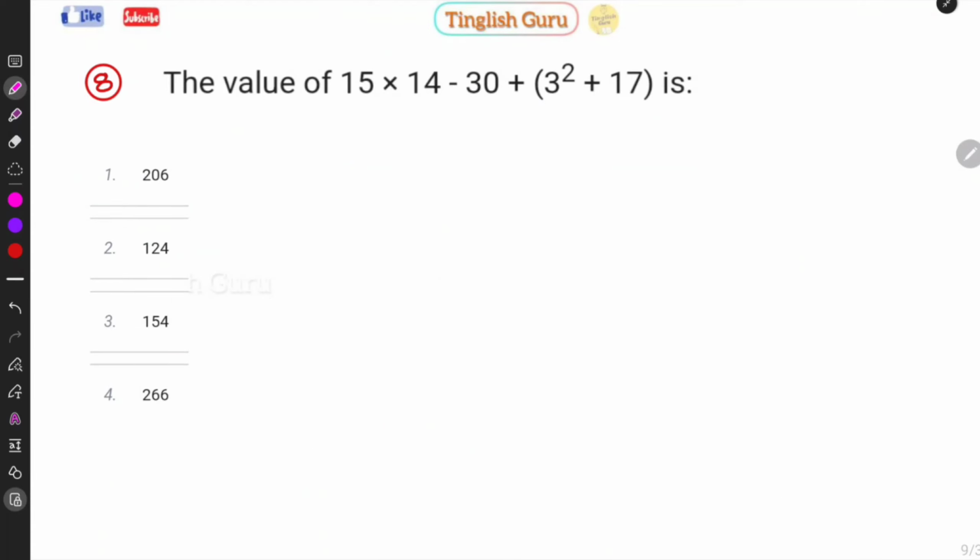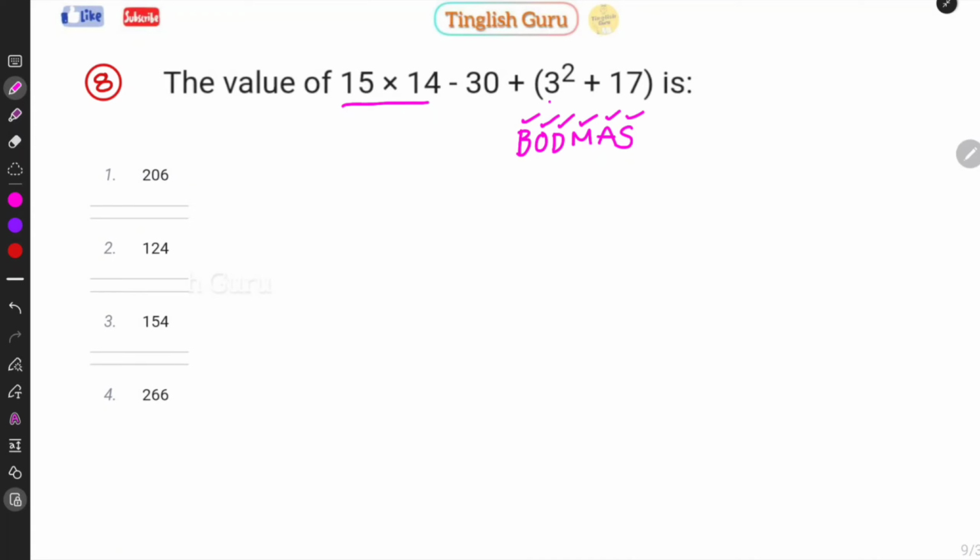Next bit. This bit is related to the topic of simplification. Here we have to follow the BODMAS rule. In BODMAS, B stands for brackets, O stands for of, D stands for division, M for multiplication, A for addition, and S for subtraction. I hope all of you know this.